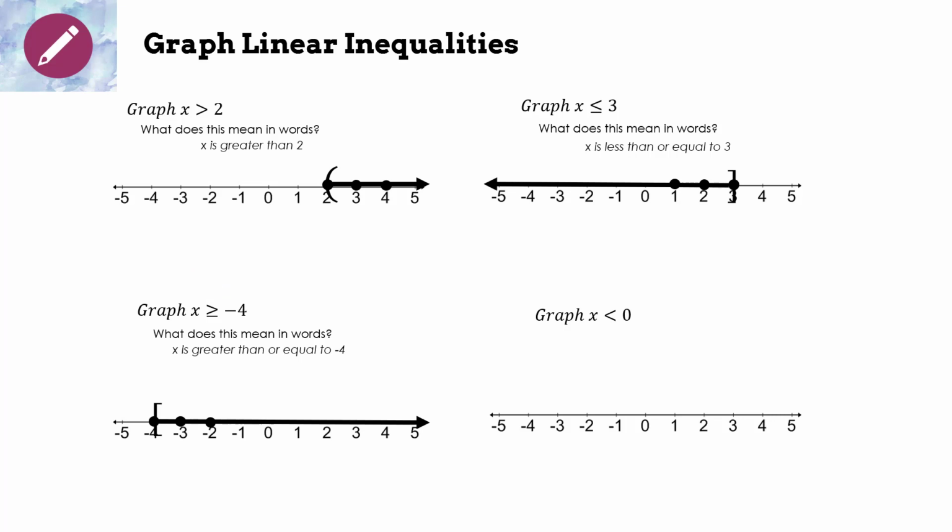Let's look at the last one. Graph x is less than 0. So what does that mean? That means x is less than 0. We're looking for all the numbers that are smaller than 0. Plot 0. Now which way do we go? To the left or to the right? Well, we're going to go to the left because negative 1 is smaller than 0. Negative 2 is smaller than 0. And so on. That means that our solution set goes to negative infinity.